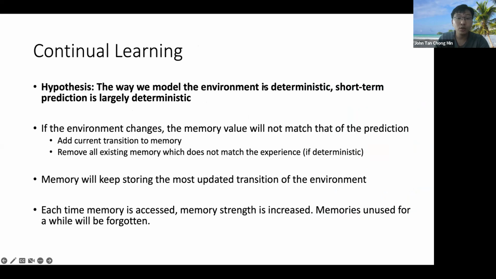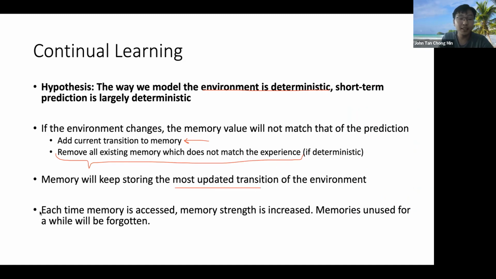Right. So now I talk about continual learning. I already said earlier why I think the world is deterministic. I'm gonna get some criticism for that, but I generally think this is the case. Even if we don't have determinism, we can just add the transition to the memory and do some count-based probabilities. But if deterministic, we can remove all existing memory which does not match the experience, which is great because your memory will always be the most updated transition.